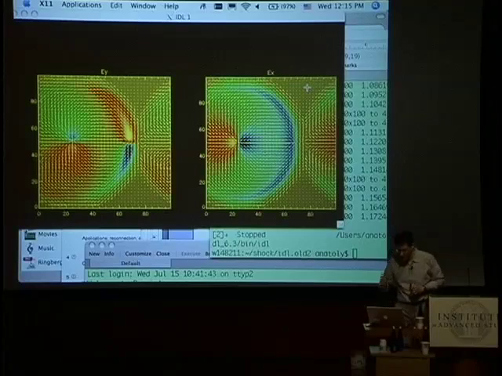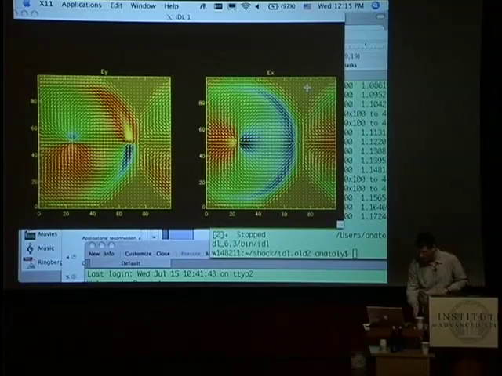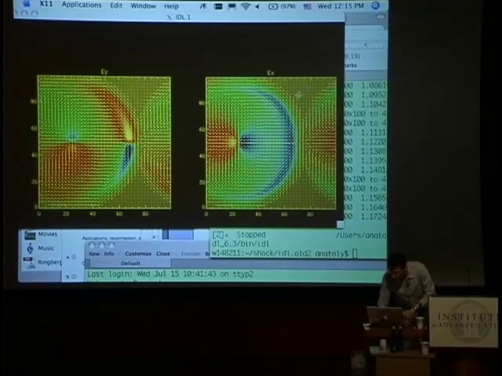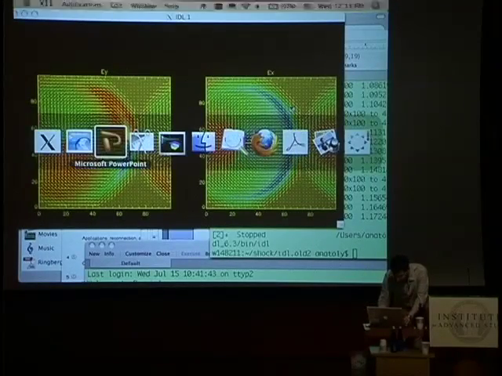Okay, so this shows you how the Maxwell equations can be solved together with the current from the particle. And so the next step, of course, is to put many particles in, and then you have the full PIC simulation.